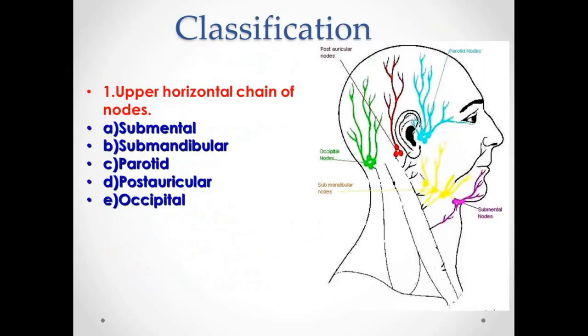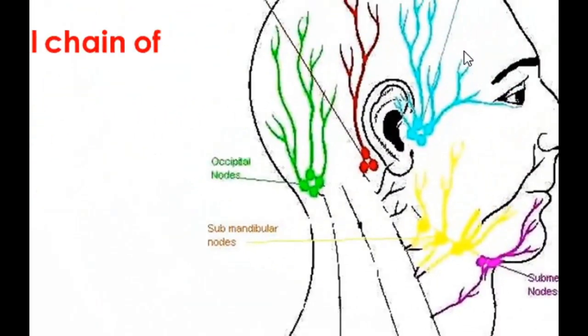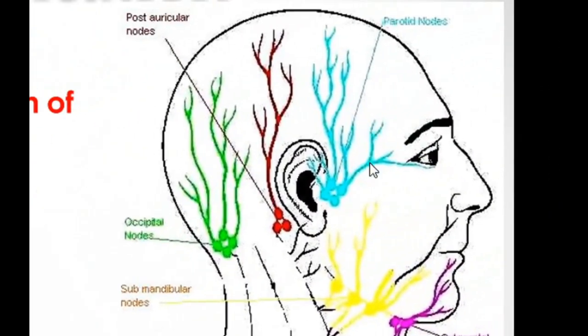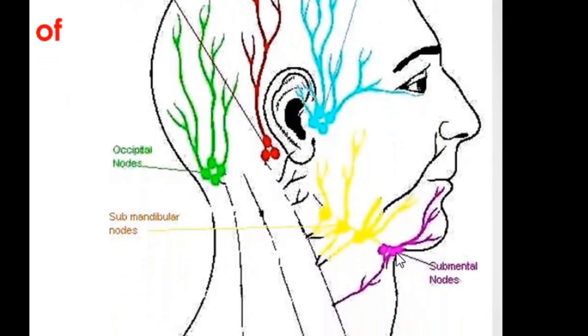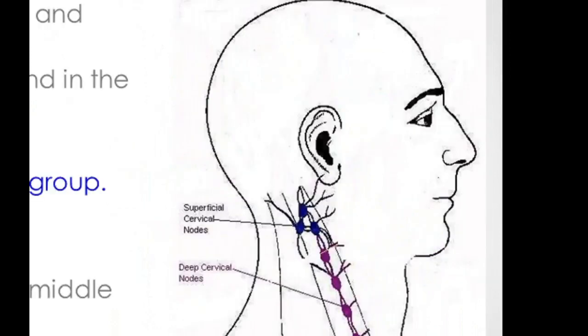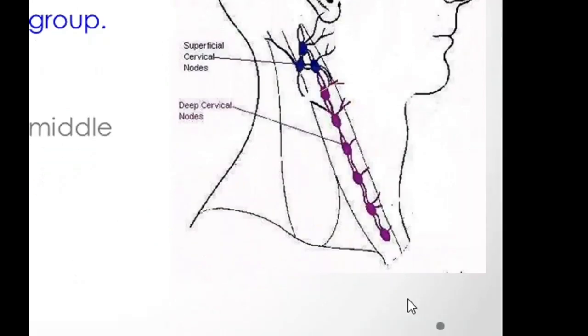The classifications of lymph nodes: the upper horizontal chain, which is composed of submental lymph nodes, submandibular lymph nodes, parotid lymph nodes, postauricular lymph nodes, and occipital lymph nodes. Then the lateral cervical lymph nodes. This includes nodes superficial and deep to the sternocleidomastoid muscle and in the posterior triangle.